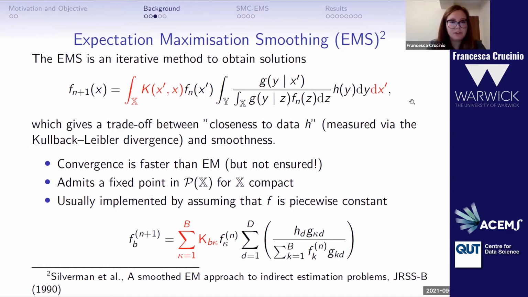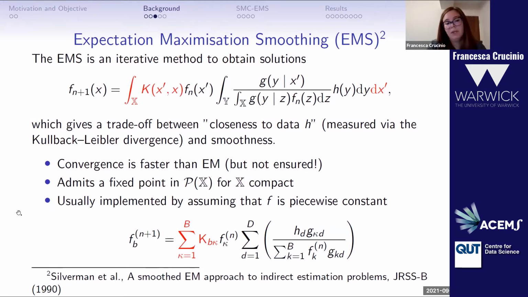And also, because of the addition of the smoothing kernel, we cannot really find a functional that this iterative scheme is minimizing. So we know it should be something close to the KL divergence, but is not quite that. On the other hand, it works very well. And so we focused on this EMS iteration and connect this with SMC.